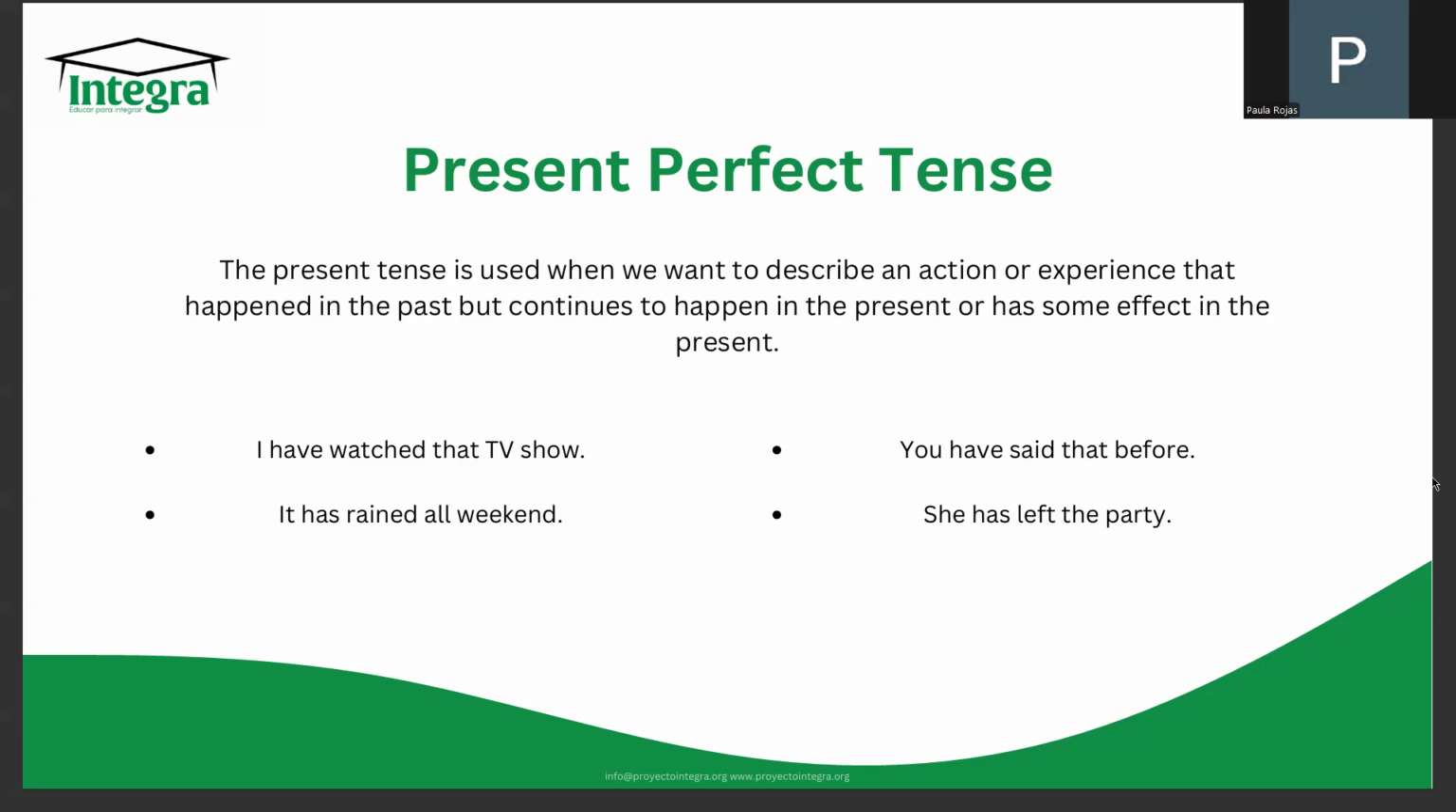Let's see some examples. We have, I have watched that TV show. It has rained all weekend. You have said that before. And she has left the party. In this last one, we can see, for example, she has left the party. She already left the party. She left it in the past. So in the present, it's affecting it because she's not in the party right now because she left. Okay?